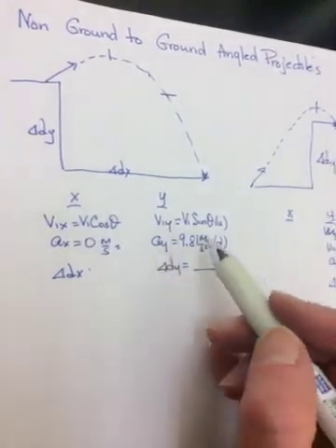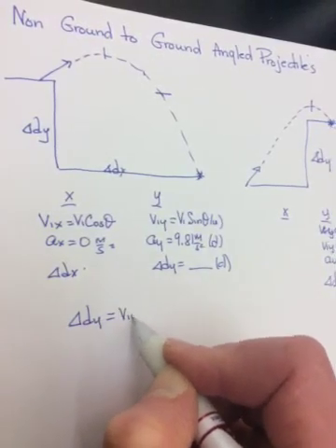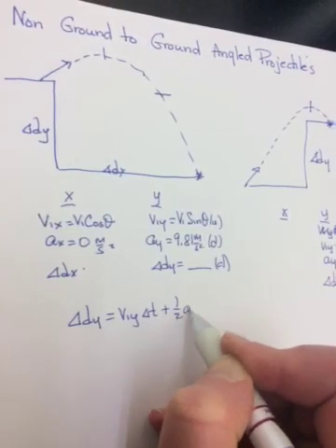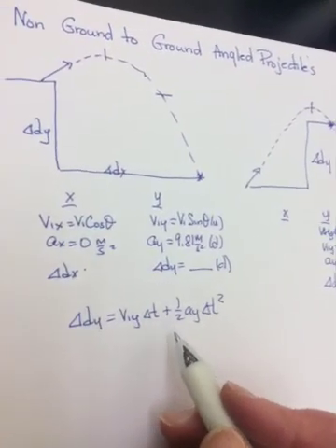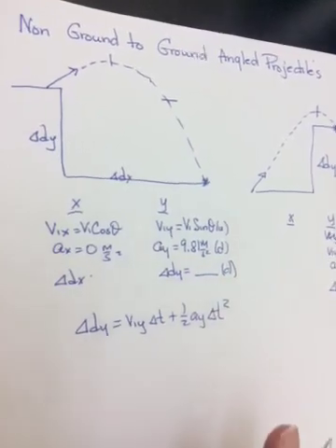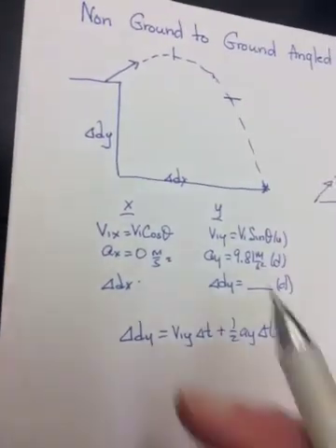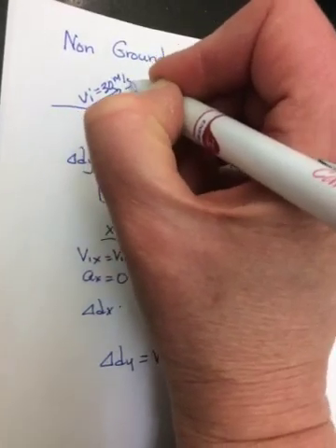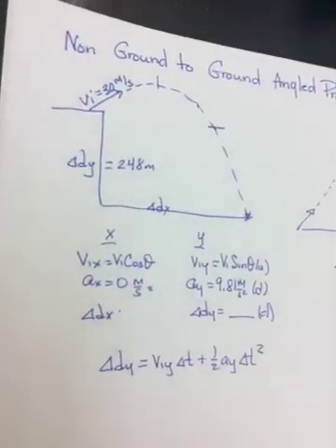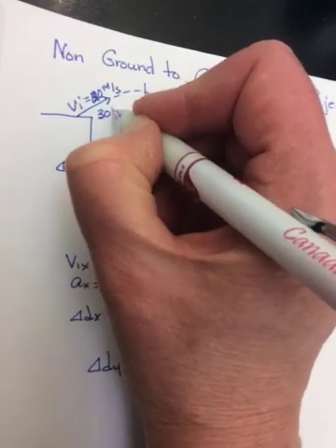To get the time in this one, if you know the height, you're going to use delta dy is equal to viy delta t plus 1/2 ay delta t squared. And it will be a quadratic, right? Because neither of these terms go to 0. So let's suppose we have a height of something like 248 meters. And we have a vi here of, no, I lied. It's 20 meters per second and 30 degrees.